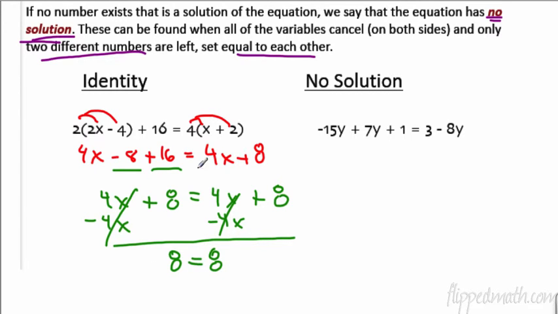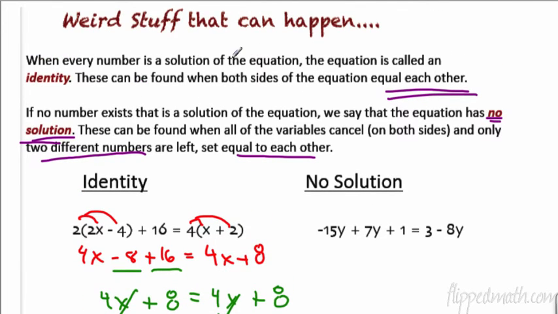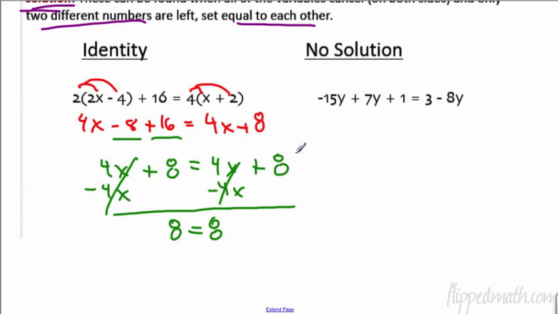All right, so the rule is, let's see what it says. When every number is a solution, the equation is called an identity. These can be found when both sides of the equation equal each other. Right now, at this point, both sides equal each other, definitely true at this point. So when does 8 equal 8? The answer is always. All right.